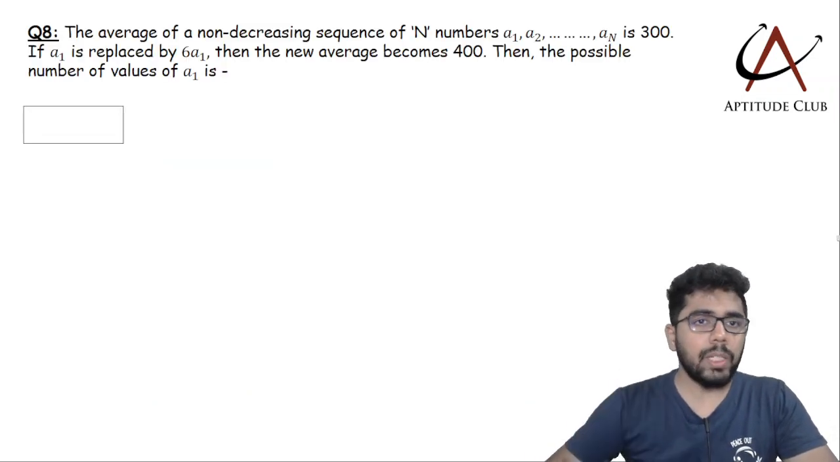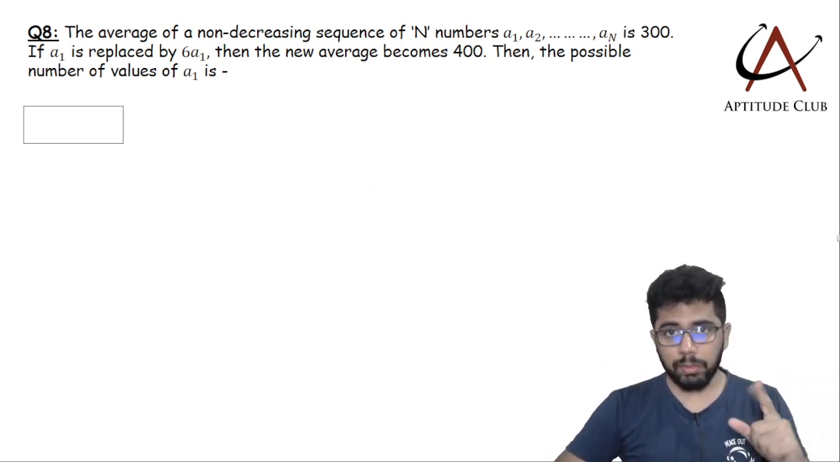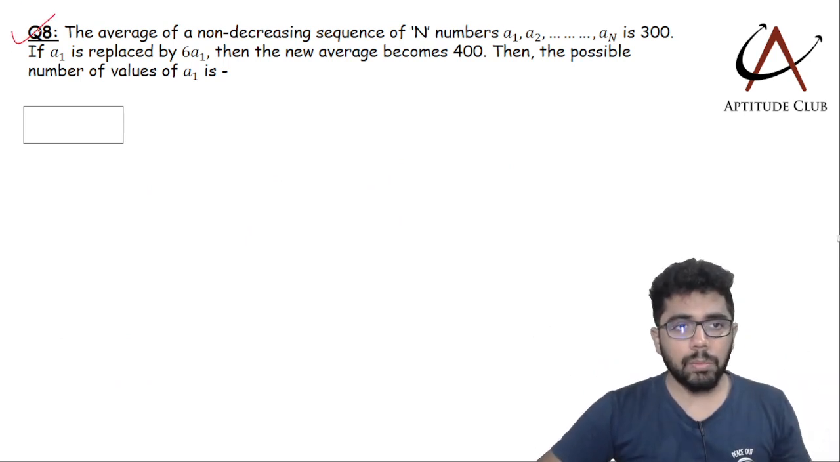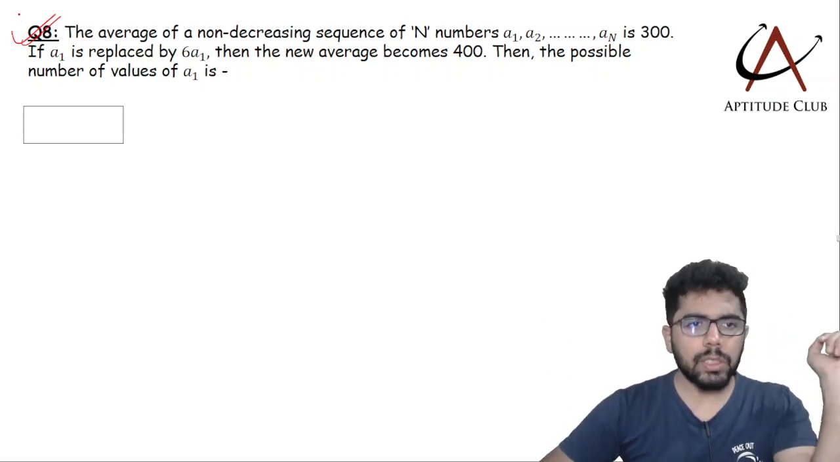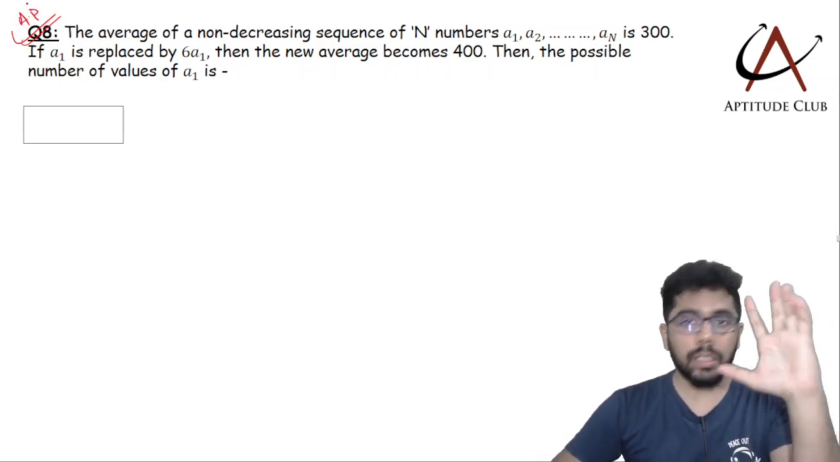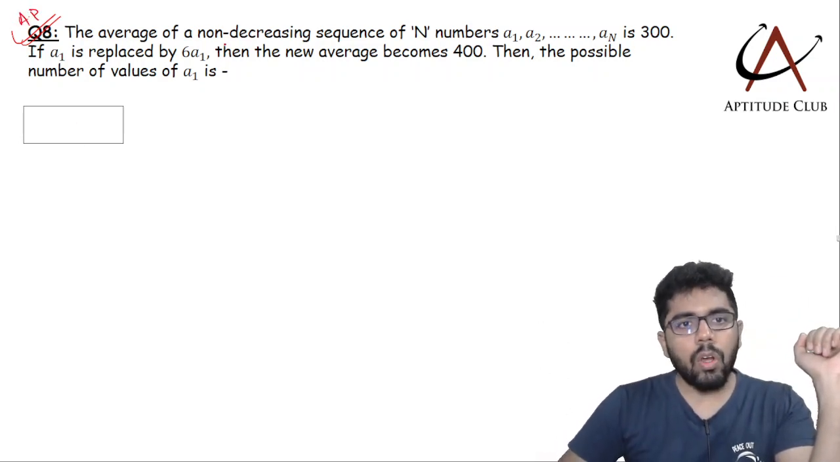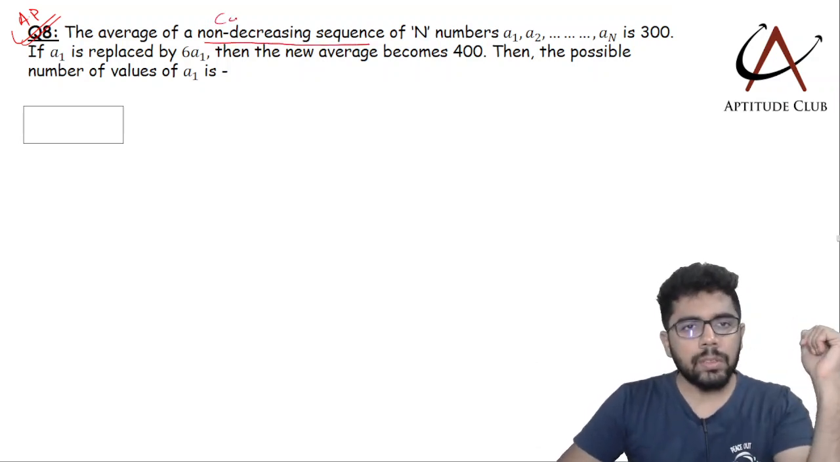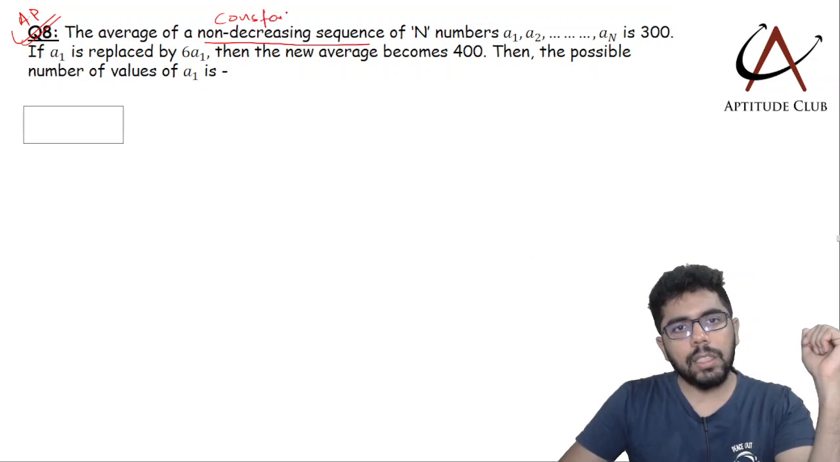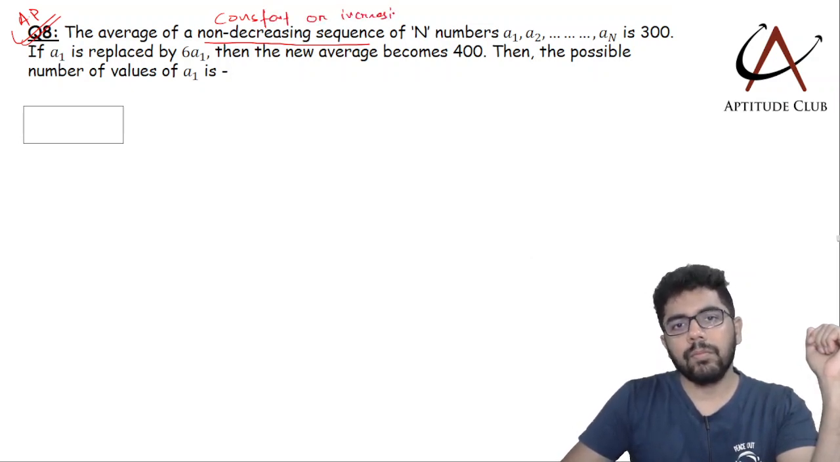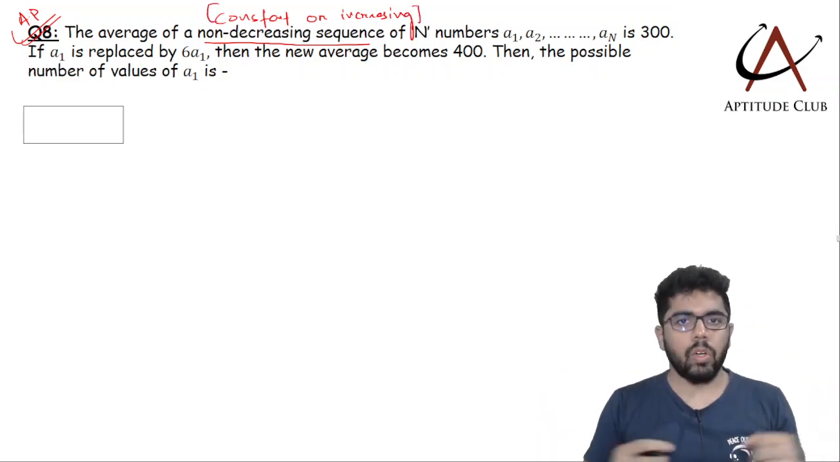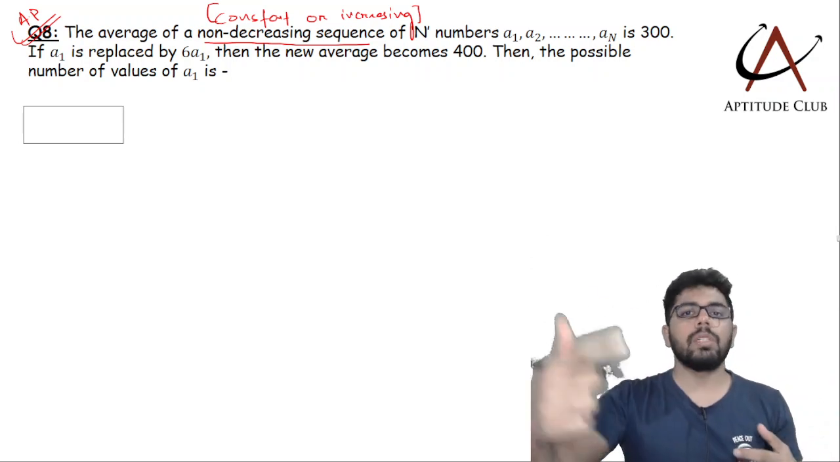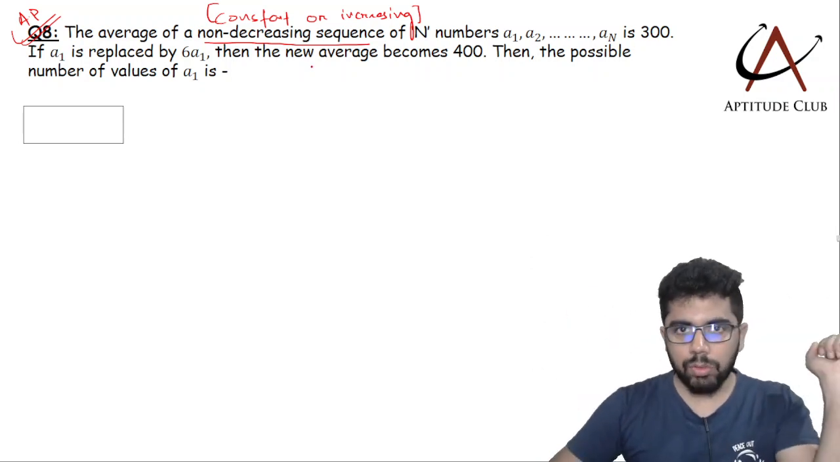So in the first part we had taken questions from 1 till 7. Now we'll start with question number 8. Simple question on arithmetic progression, little tricky though. The average of a non-decreasing sequence. So when it is saying non-decreasing sequence, I can tell that it is either a constant sequence or maybe increasing. Constant as in all the terms are same, or increasing means gradually the subsequent terms are increasing. We can go by that also.